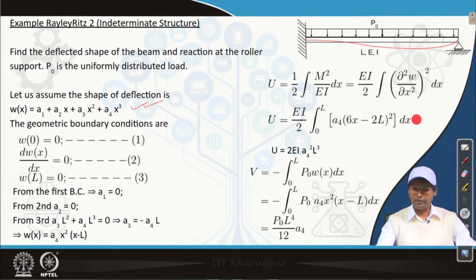Hope these small steps you can easily do, and after integration we get that U is equal to twice E I a 4 square l cube. And the energy due to the externally applied load p 0 is minus integration 0 to l p 0 w x, as usual in the previous case also you have done. If we carry out that integration, we get P 0 L to the power 4 by 12 multiplied by A 4. Now, we are supposed to add these two and consider a variation with respect to A 4.